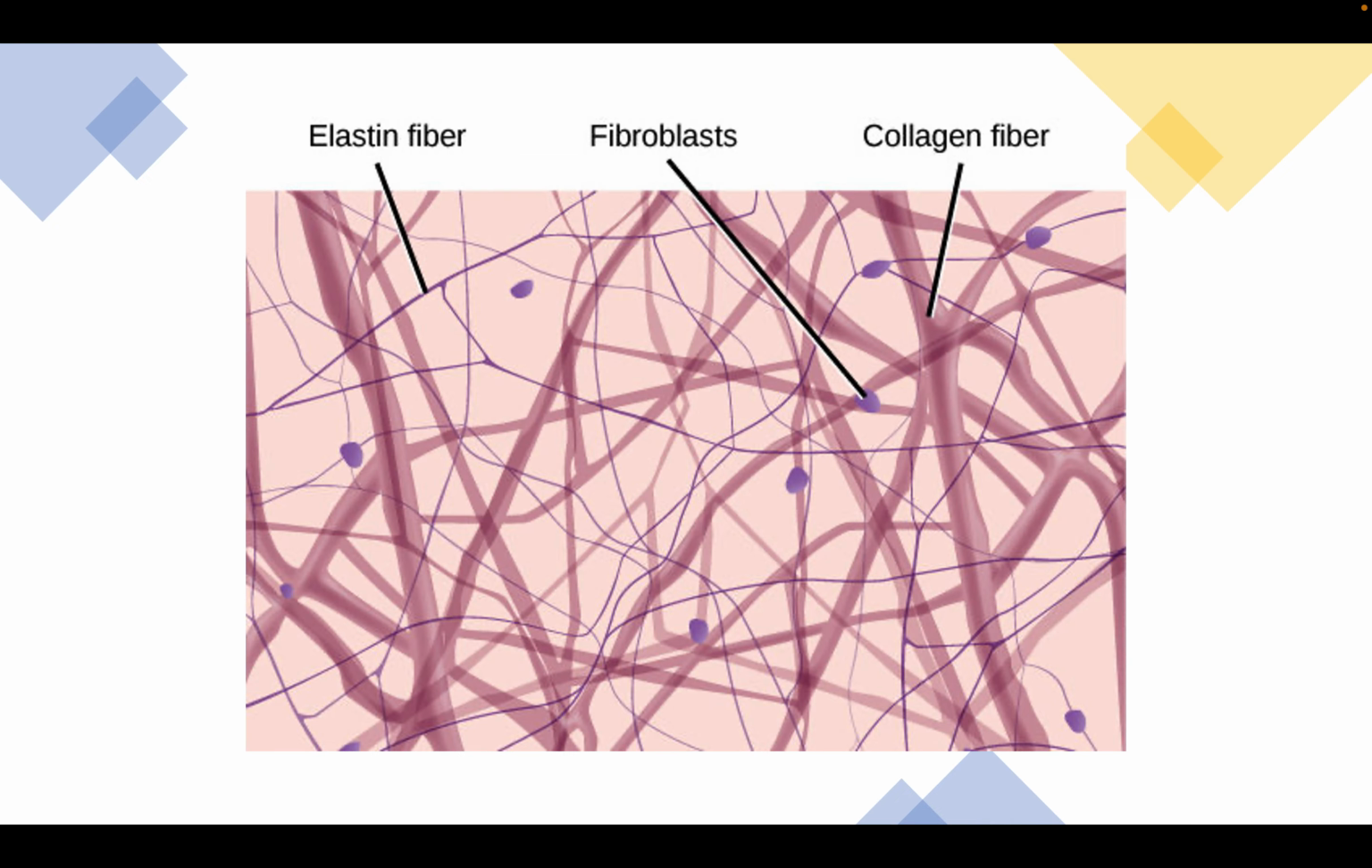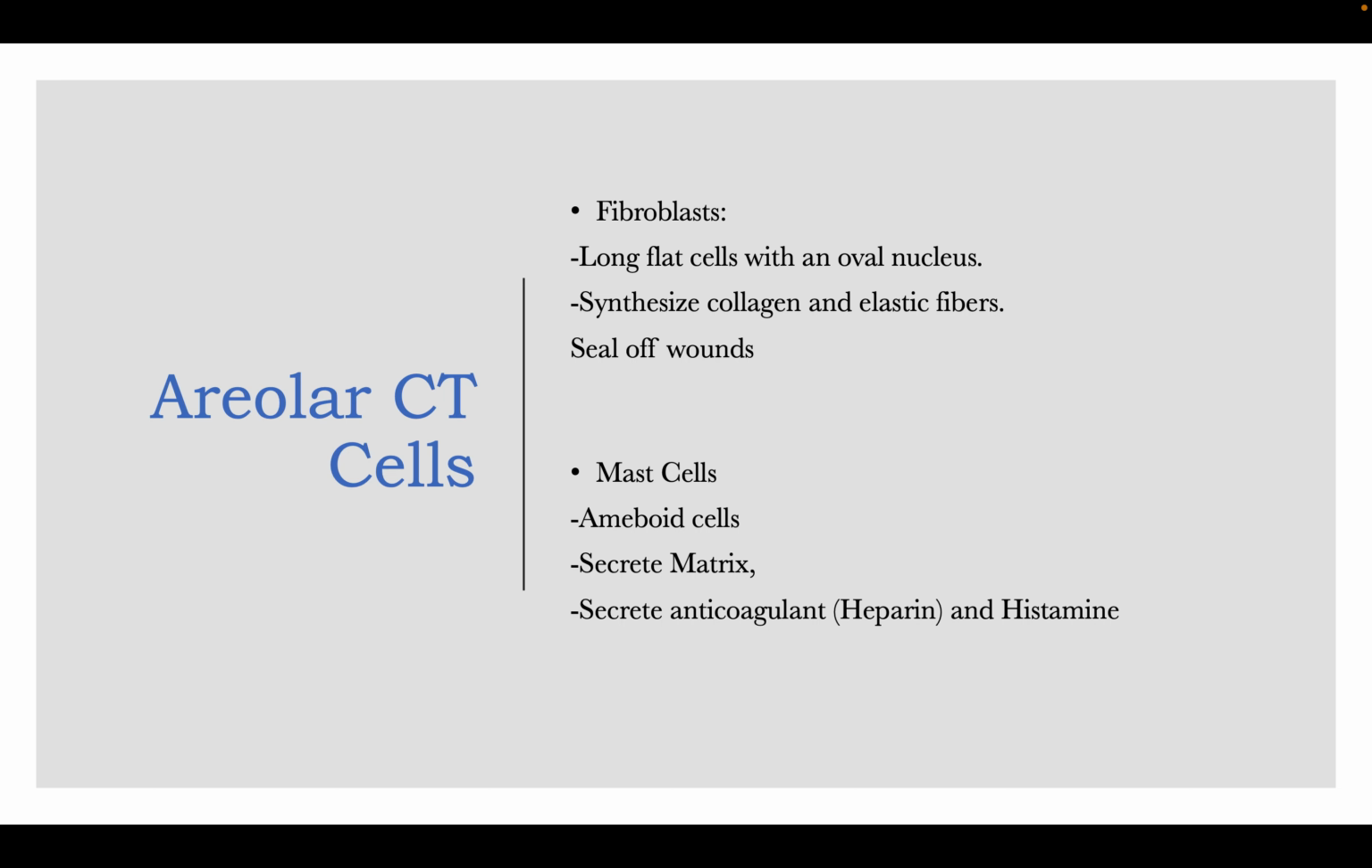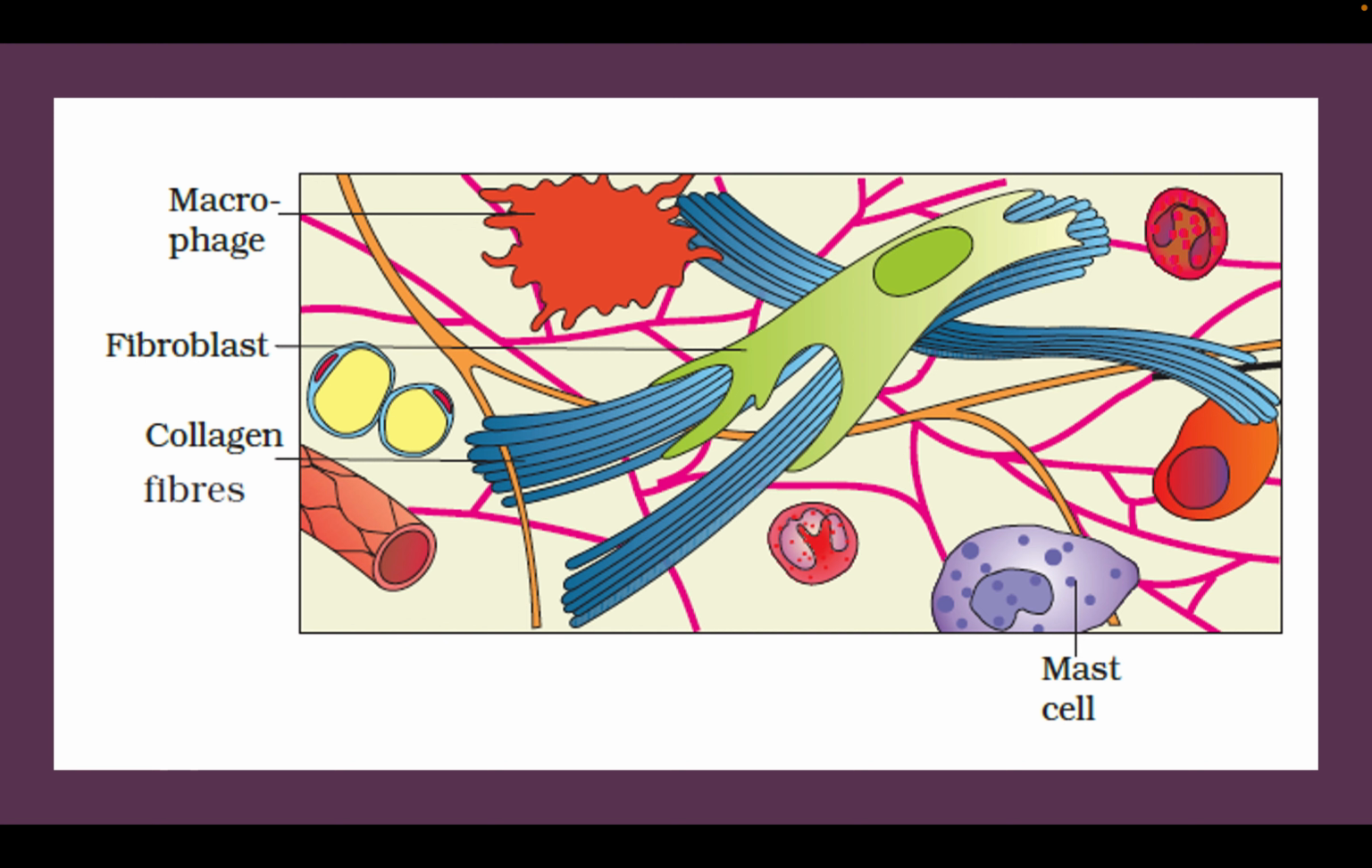And then we have the macrophages. The macrophages are these big ones here. They are large cells that are capable of movement, like the amoeba. We know that amoeba move by pseudopodia, so they are capable of amoeboid movement. That is why sometimes they are called amoeboid cells.